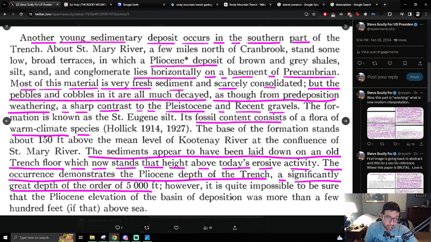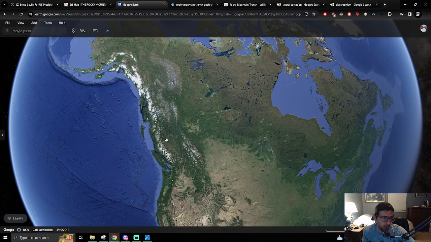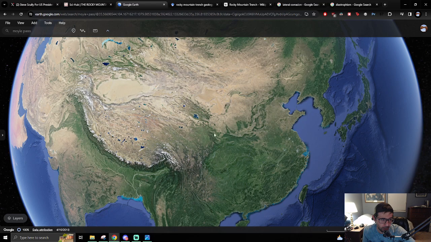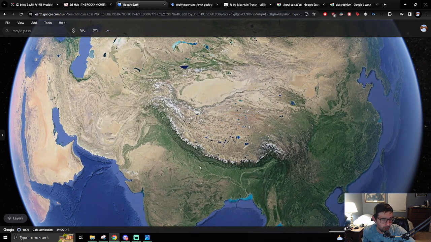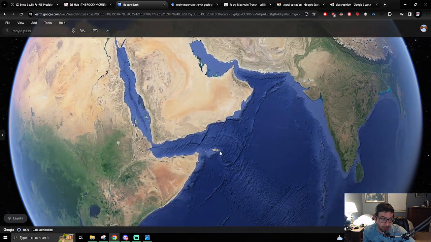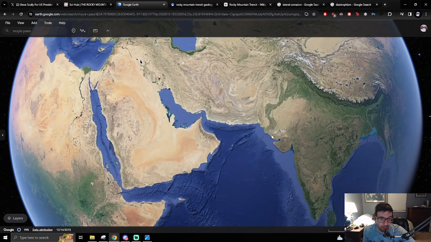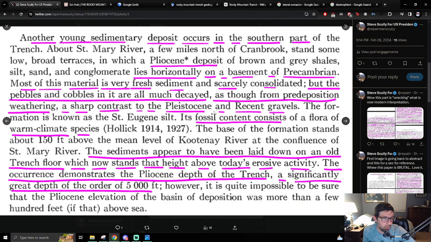Its fossil content consists of warm climate species. I thought that was interesting. Made me think of a flow coming from over here, up this way, going across here and up this way, and possibly even across this way, up this way, and then over that way. I haven't really reasoned through that part that much.